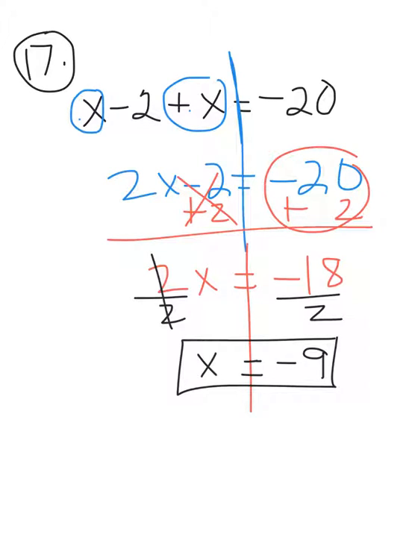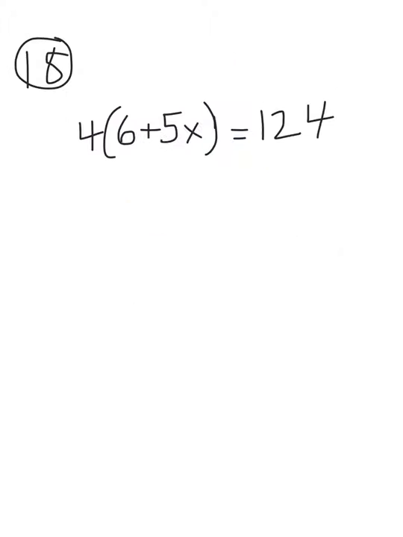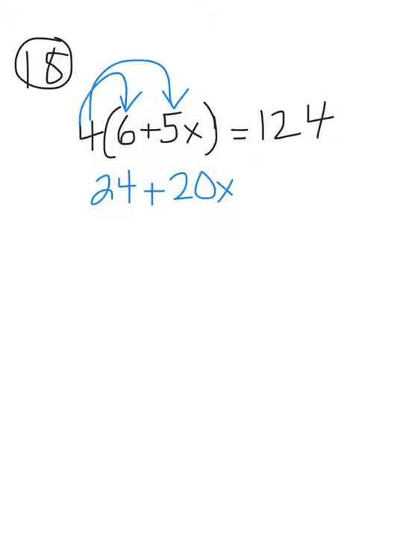Sorry about that. You had to watch my whole mistake. If you caught it while I went through it, good for you, because that means you did that better than I did. Okay, here I see parentheses, so let's distribute to these parentheses here. This would be 24 plus 20x equals 124. You know, there are more than one way to do these problems. This is just what I find to be the easiest way.